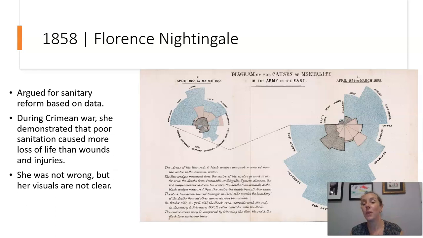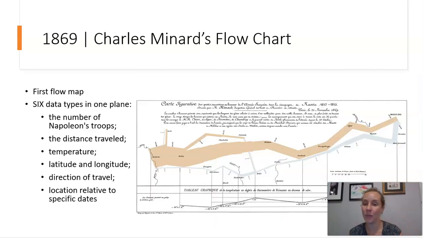Okay, let's move forward just a couple of years to Charles Menard. So Charles Menard made this beautiful flow chart, right? This is the first flow map. He has 6 variables in this plane. We're going to look at it in more detail later in the semester, and we're also going to look at other artists who've done a really great job of cramming a ton of variables, giving you a key, and letting you explore a complex story.